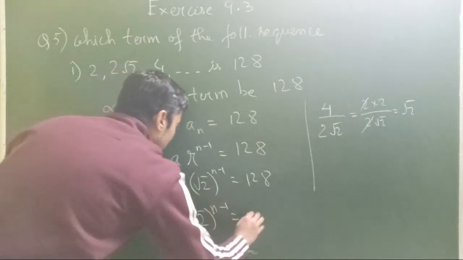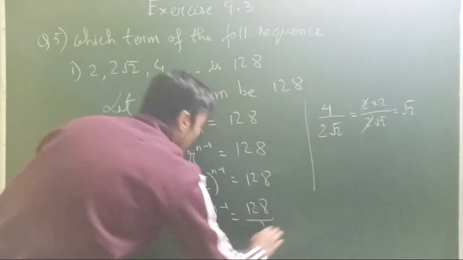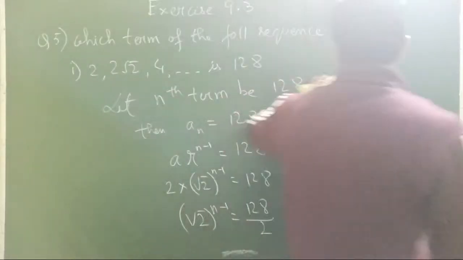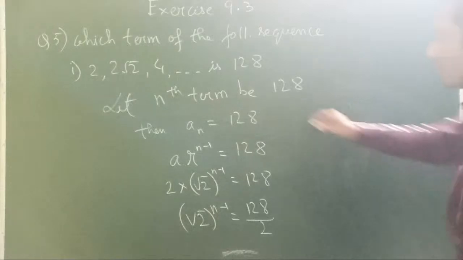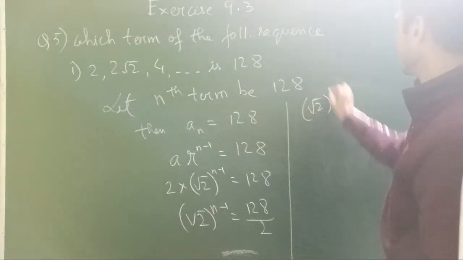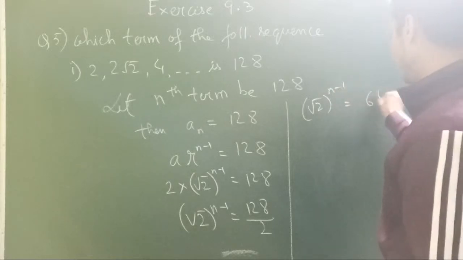After that, it's about simplification, 128 by 2. And as I've told you before also, simplification of course depends on you. You can do it in your own ways. So root 2 to the power n minus 1 is equal to 64.